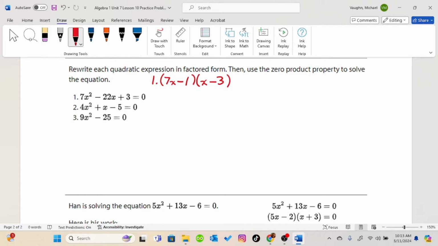Because now, if I did FOIL, I would have 7x times x gives me 7x squared. 7x times negative 3 gives me negative 21x. And negative 1 times x gives me negative x. Combined, that would give me negative 22x. And negative 1 times negative 3 would give me positive 3. So this is the correct factored form.